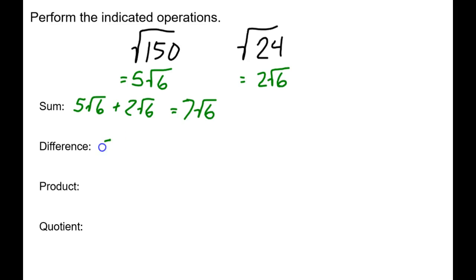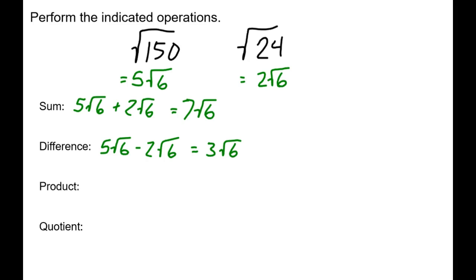Similar idea if we have the difference, we take 5 radical 6 minus 2 radical 6. Same idea as we have with the sum though, we're just going to combine the coefficients, so we take 5 minus 2. That difference is 3 radical 6.